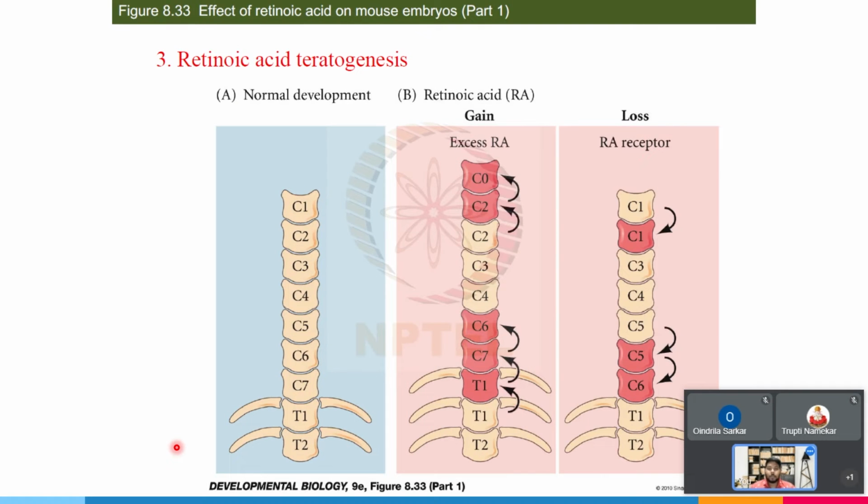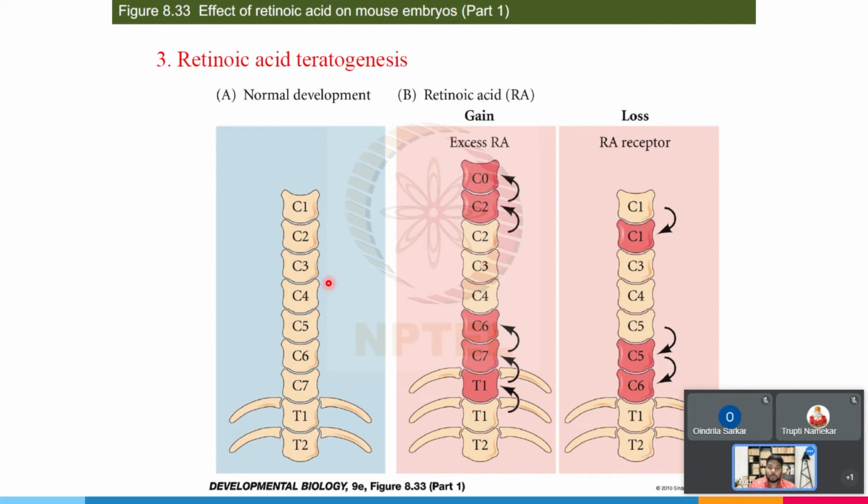So let us look at the particular question itself. We are looking at the effect of retinoic acid if we take a developing mouse embryo and essentially dip it into a high concentration of retinoic acid. What exactly is the result? This gives rise to retinoic acid teratogenesis, and teratogenesis means it is embryonic lethal. What happens is that excess retinoic acid causes a shifting of posterior structures to the anterior. This can be very well explained via the vertebral column formation.